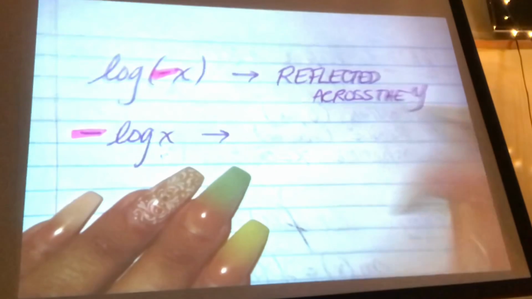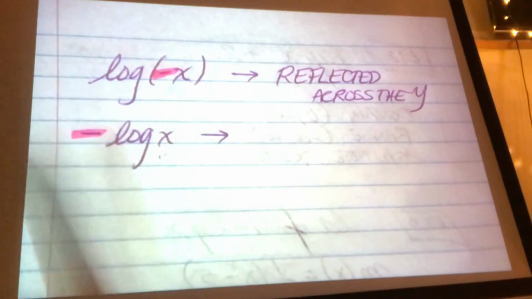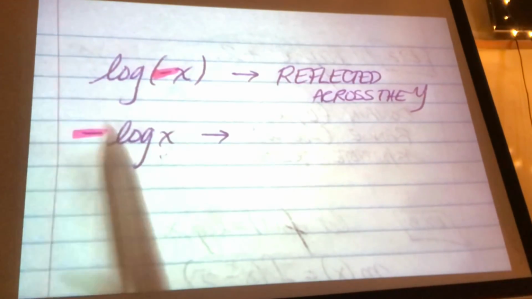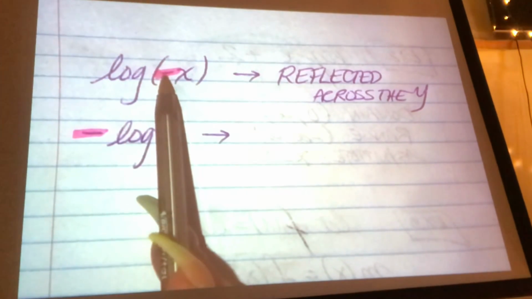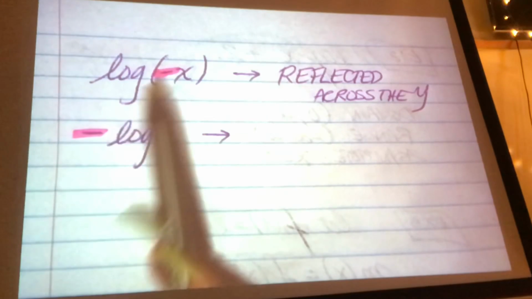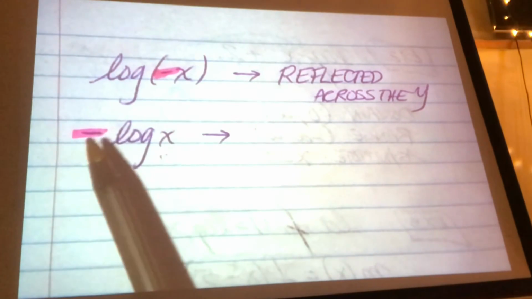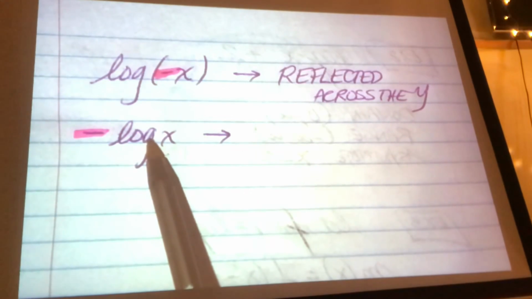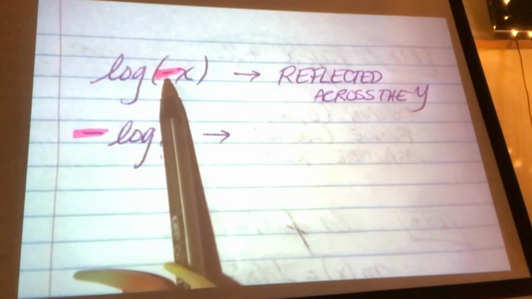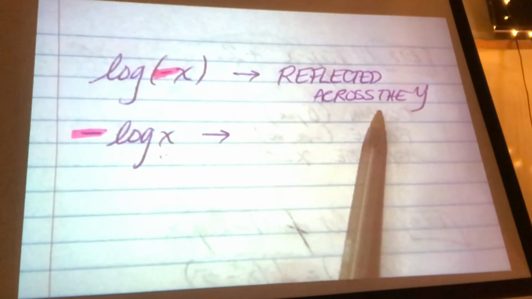Remember the trick I taught you for the exponents? If the negative is before, then it's x; if it's after, then it's y. W, x, y, get it? So if it's before the log, it's reflected across the x. If it's after the log, it's reflected across the y.